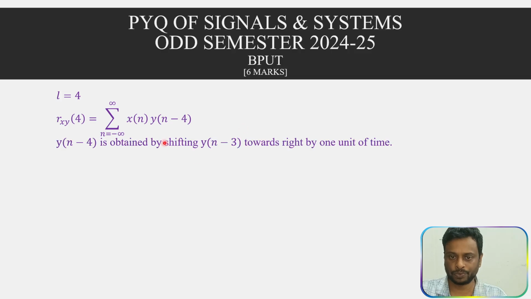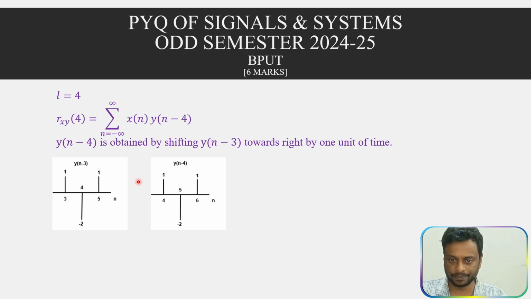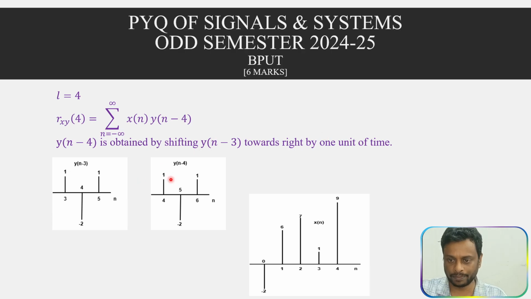y of n minus 4 can be obtained by shifting y of n minus 3 towards the right by 1 unit in time. Okay. So you can shift towards the right, then it will multiply with x of n. You can see there is only one common value, which is 1, that is 4 into 9, that is 1. So it will be 9.